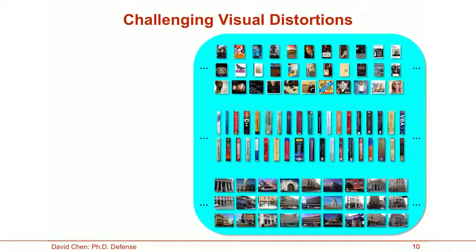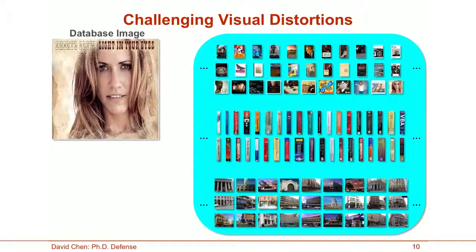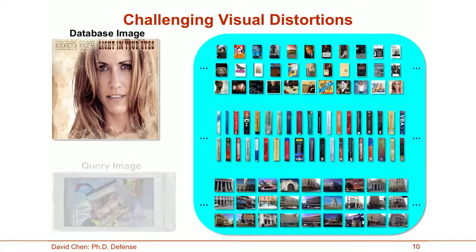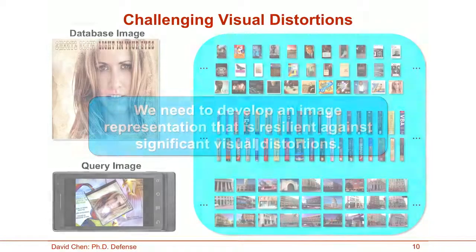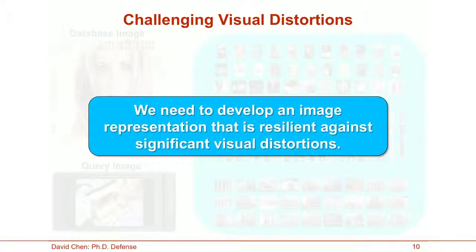There's also a third challenge that we face for typical mobile visual search queries. Whenever we match an image from the database against an image taken by the mobile device showing the same object, there are large visual distortions separating these two images. These include large geometric and photometric variations and surrounding clutter. So a third requirement is we need to develop an image representation that is resilient against these significant visual distortions.